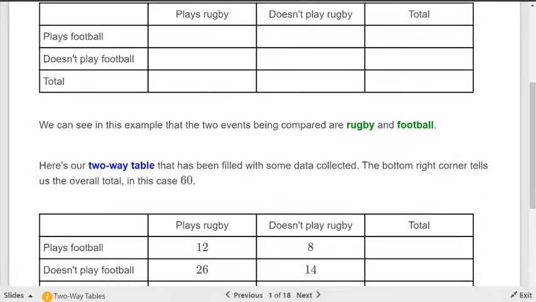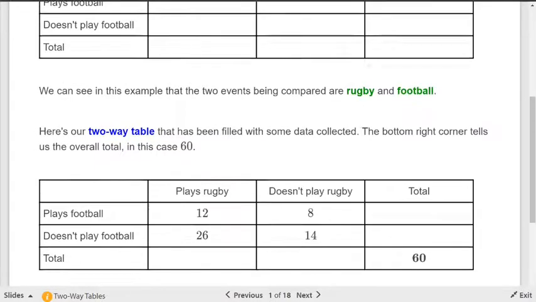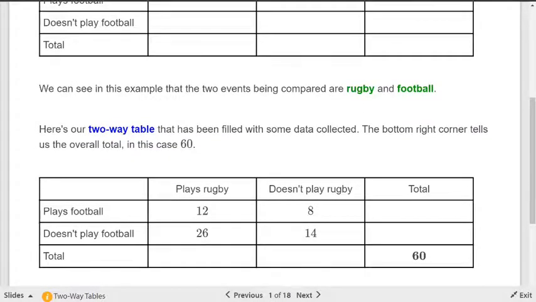So you can see in this particular example, we've got our two-way table, but it's not complete, right? So I would like for you to put this in your examples, create this little table, and we're going to fill it in together. So this will be an example. It's still the same one. Plays rugby, doesn't play rugby. Plays football, doesn't play football. And we're going to talk about it.